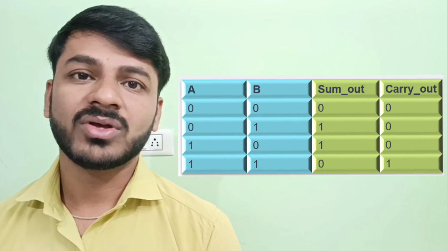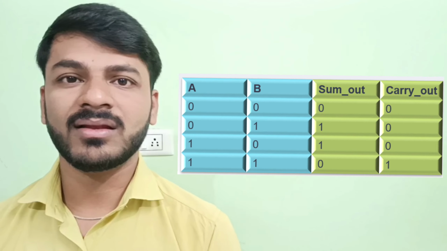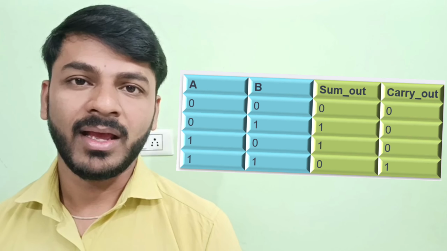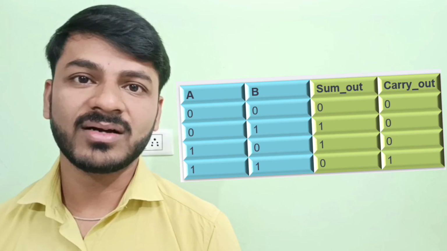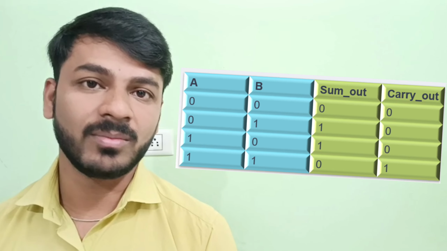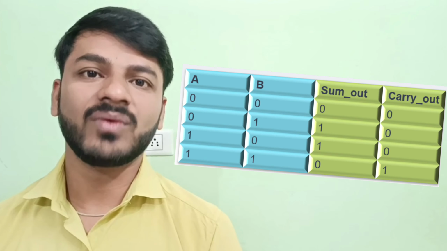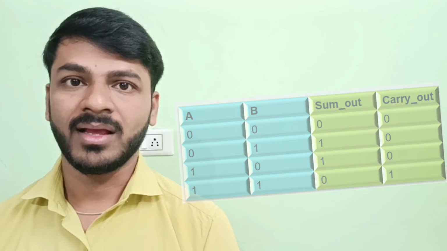Now if I talk about the truth table of a half adder, if A and B both are low, then sum out as well as carry out both are low. If A and B are inverse, then sum out will be high and carry out will be low. If A and B both are high, then carry out will be high and sum out will be low.